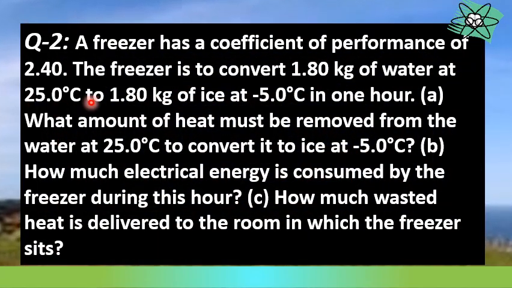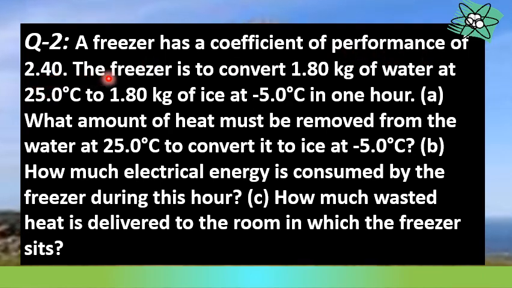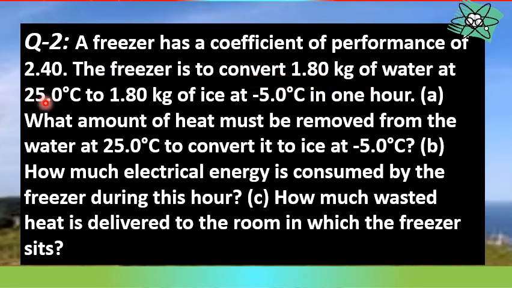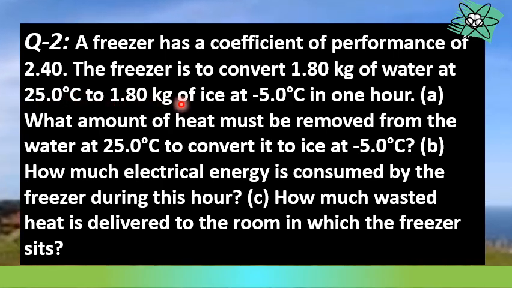In our last question, question number 2, a freezer has a coefficient of performance of 2.40. The freezer is to convert 1.80 kilograms of water at 25.0 degrees Celsius to 1.80 kilograms of ice at negative 5.0 degrees Celsius in a time of 1 hour.